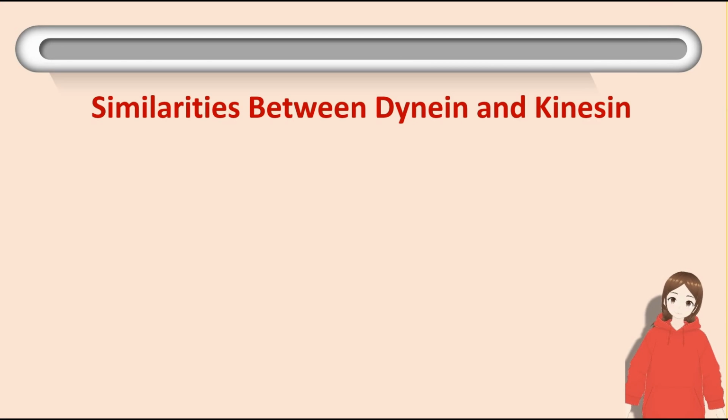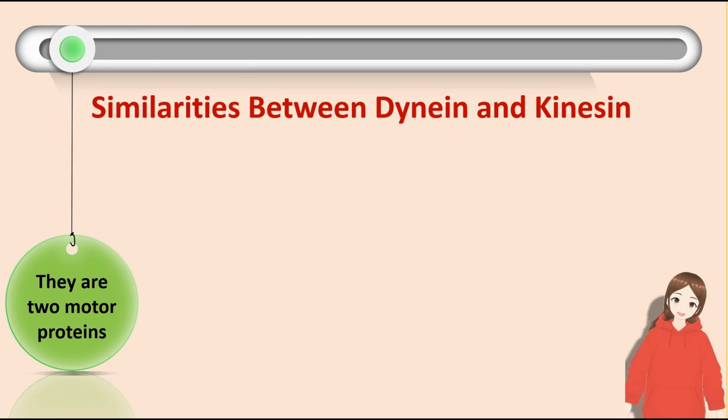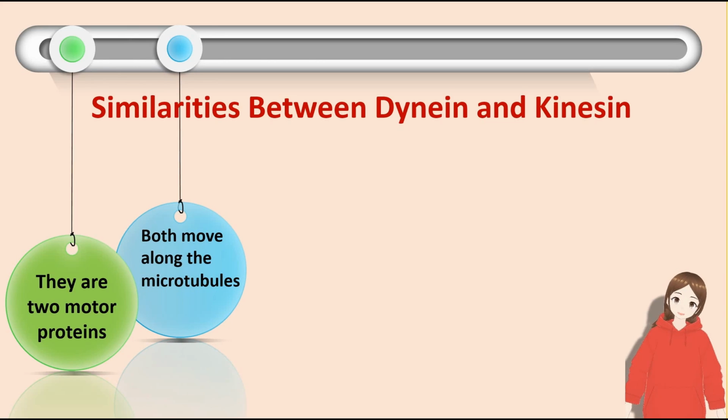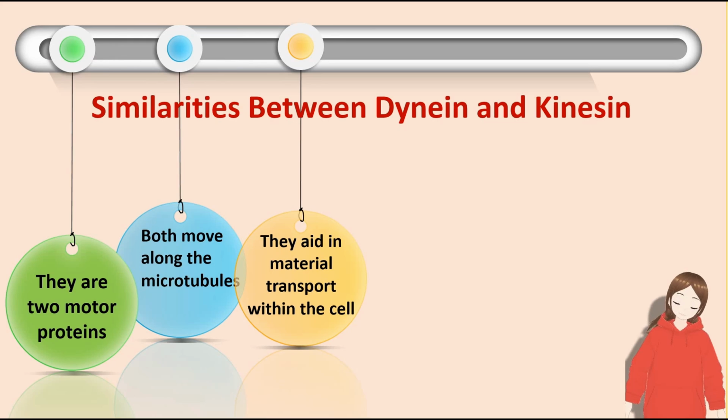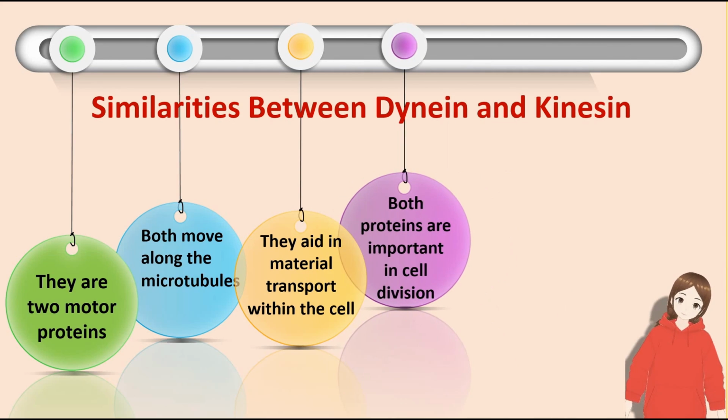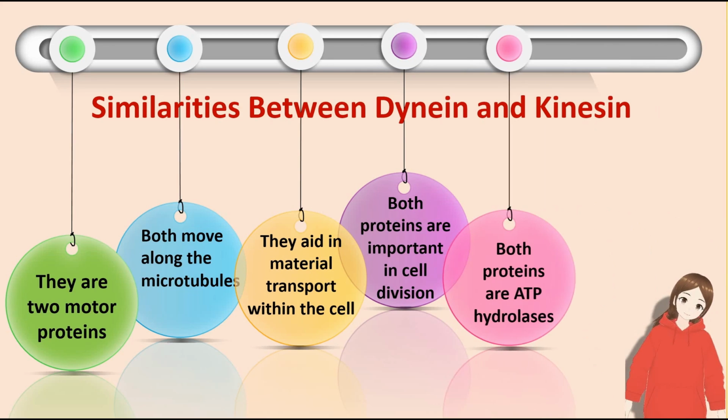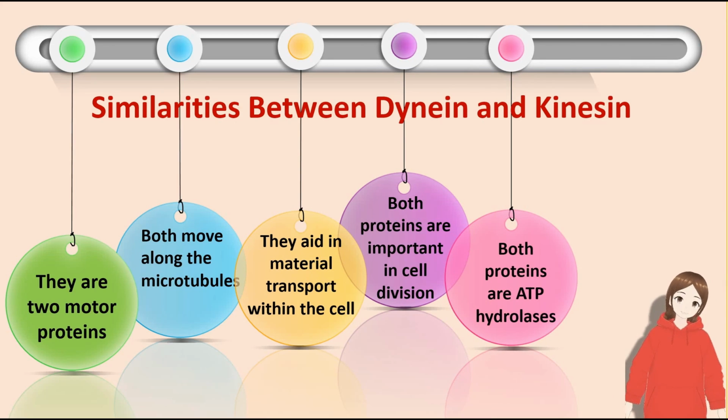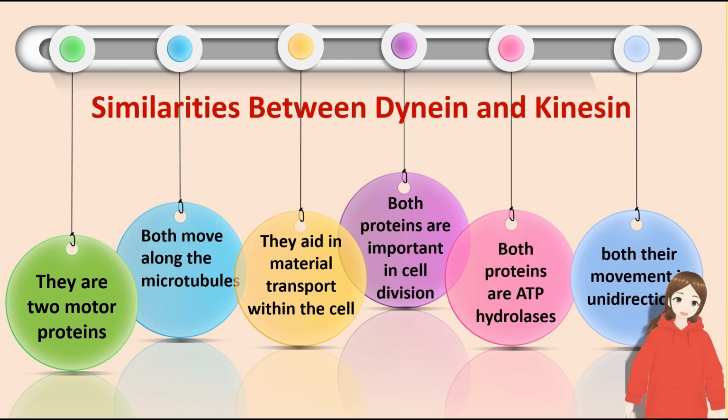Similarities between dynein and kinesin. They are 2 motor proteins. Both move along the microtubules. They aid in material transport within the cell. Both proteins are important in cell division. Both proteins use ATP hydrolysis, and both their movement is unidirectional.